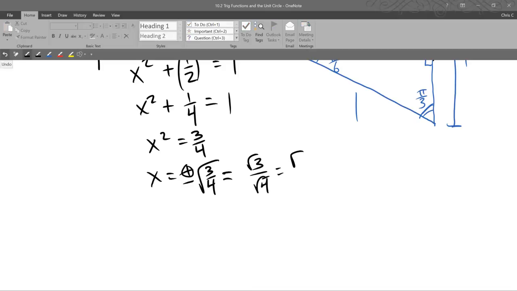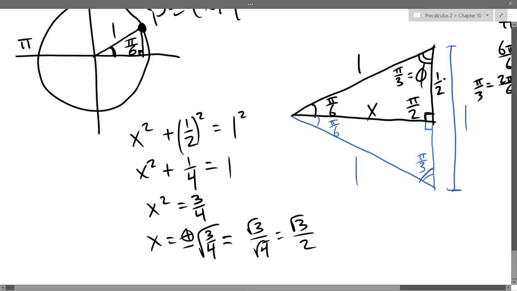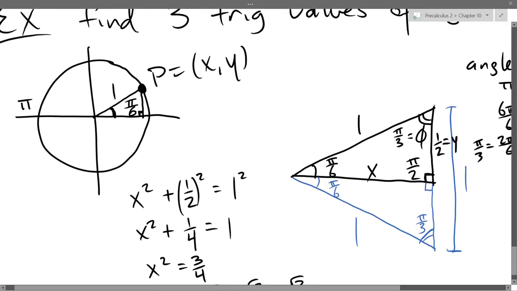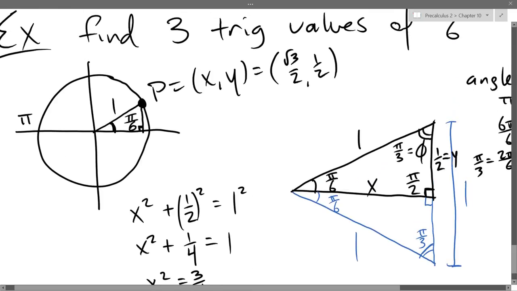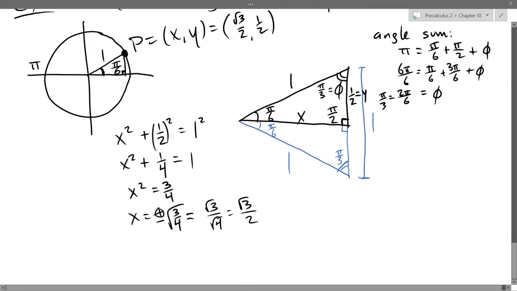And don't say 2 when you're trying to write 3. 3 over 2. There we go. So x is square root 3 over 2. So we got our x. Our y, we got a while ago right here. So y is 1/2, and x is square root 3 over 2. So that is our point, and inside a box here at the bottom, we will write our three values. We have all the numbers we need.